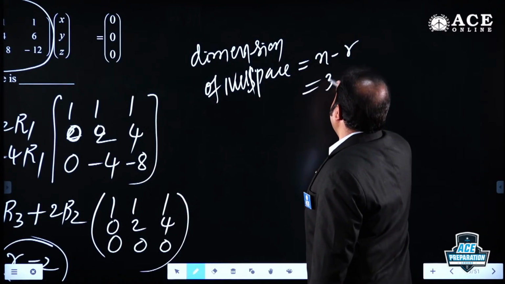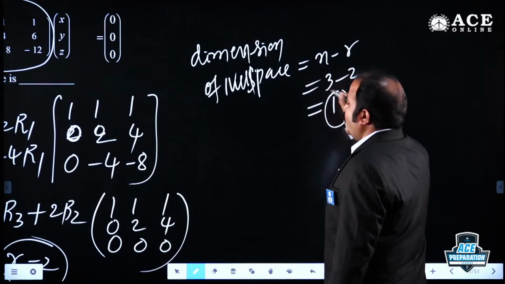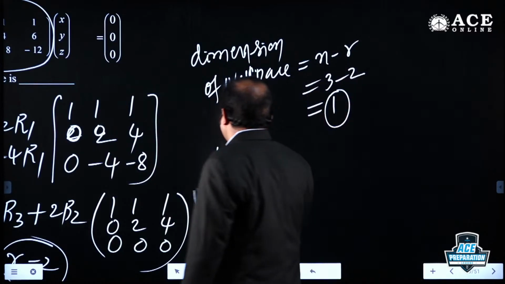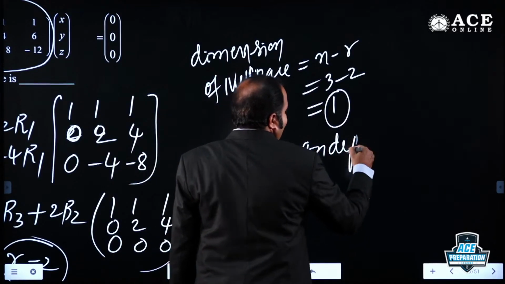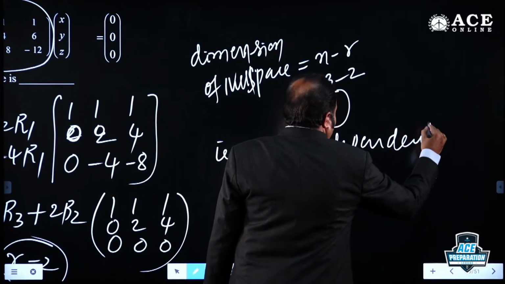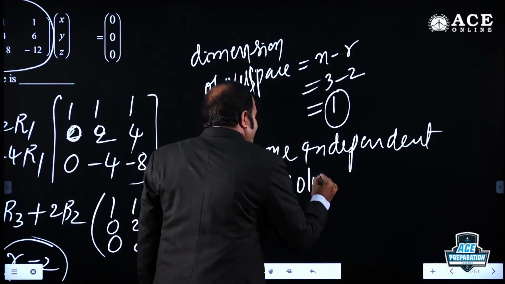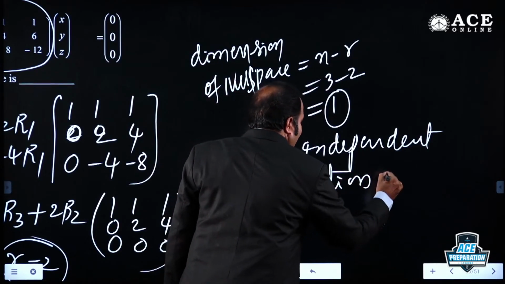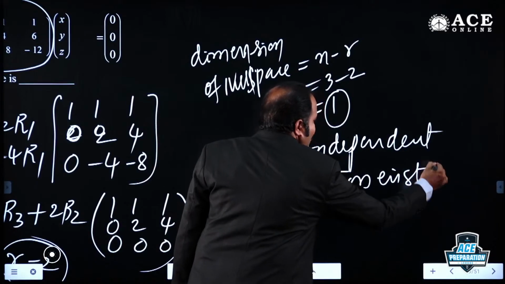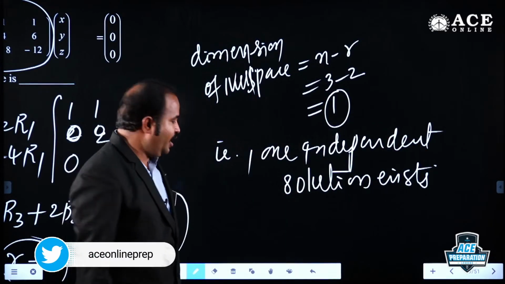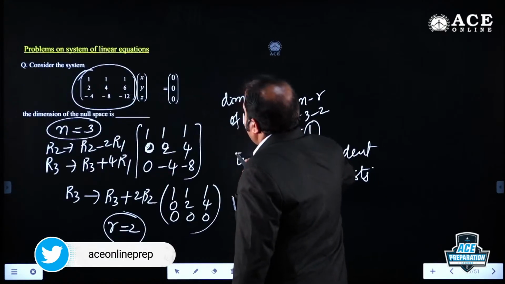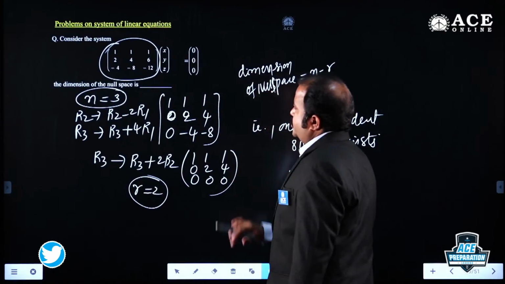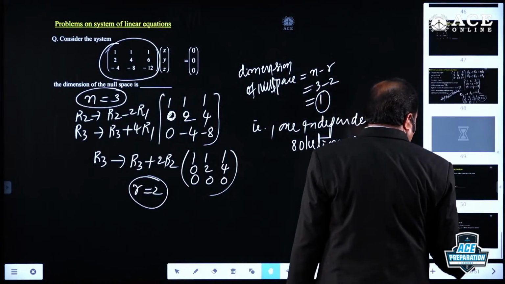N minus r means what? 3 minus 2 equal to 1. Means what? One independent solution exists. Right? Infinitely many will be there. Out of infinitely many, one independent solution exists. That is one parameter family of solutions. Okay? So this is the problem related to dimension of null space. Very good example on this nullity.